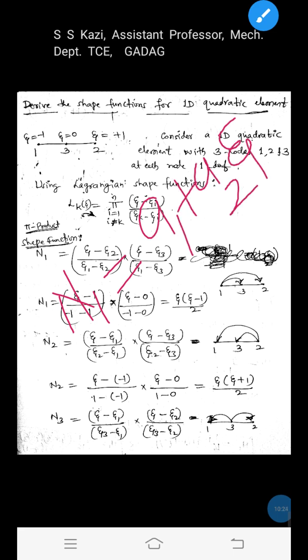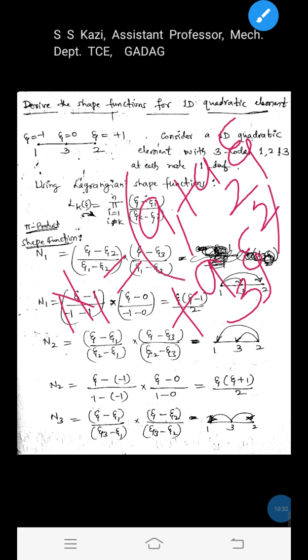This is for linear. For quadratic, you should go for one more coefficient, a3 zeta square, where the order of the polynomial is 2. For a quadratic element, the order of the polynomial is always 2. For a linear element, it is 1.